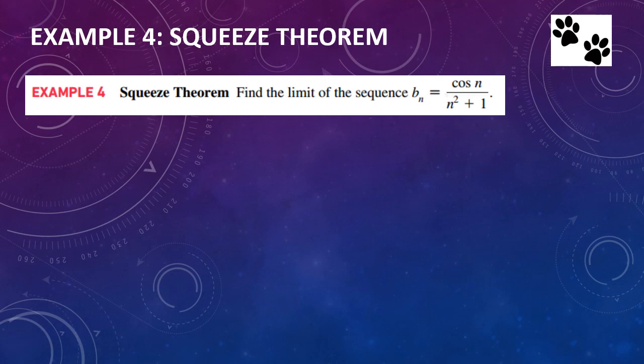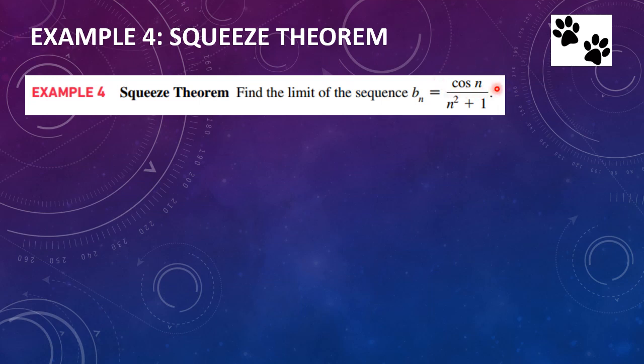So let's look at an example here. This is identified as the squeeze theorem. So see if you can figure out what would be the upper and lower limits, on each side of this b sub n, which is cosine n over n squared plus 1. So here's a good time to hit pause and try this. Okay.